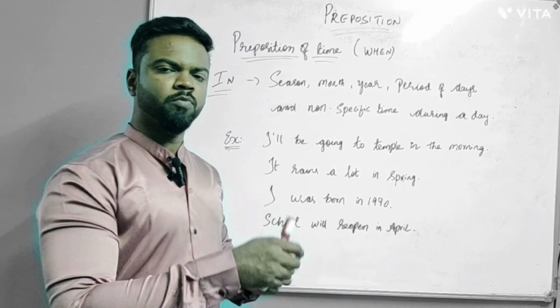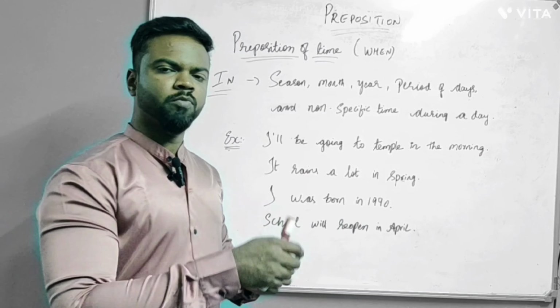Now, let's move on to preposition of time. In. We use in with season, month, year, period of days, and non-specific time during a day. So let's look into these examples. I'll be going to the temple in the morning. We are using in here to specify a non-specific time during a day.